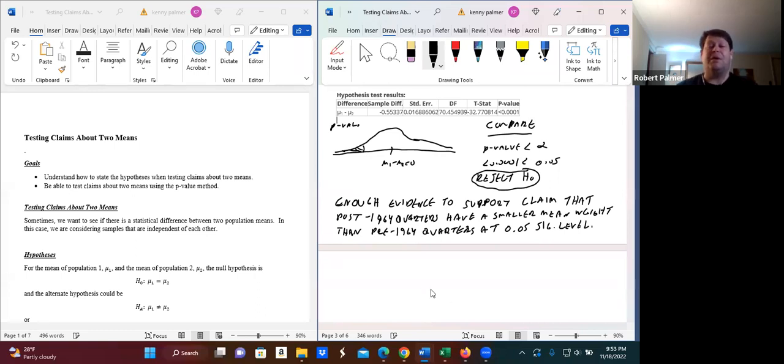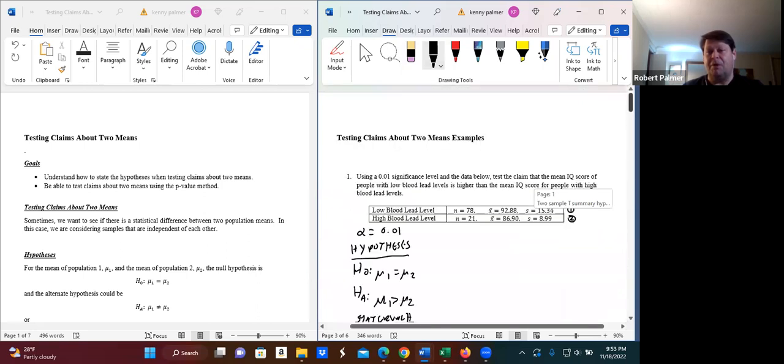Okay, so once again, what that means is, since we can reject the null hypothesis, we have enough evidence to support the claim that these post-1964 quarters do have a smaller mean weight than the pre-1964 quarters at this 0.05 significance level. And actually, that would also be probably valid. We could reject the null hypothesis at probably pretty much any significance level we would use.